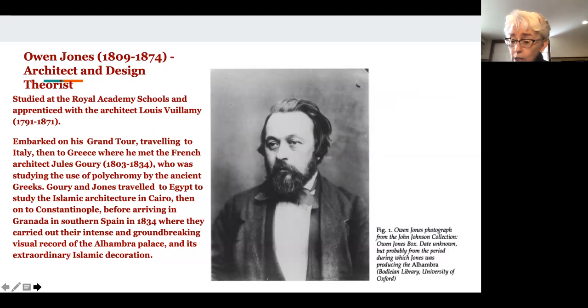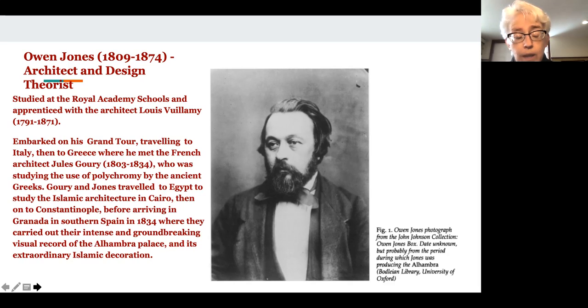And like all gentlemen of his era, he did embark on a grand tour, but with a very specific research hat on. He did Italy, of course, Greece, and it was in Greece where he met a young French architect called Jules Goury. And together they started to explore the use of polychromy, or multiple color, used by the ancient Greeks, the Egyptians when they were in Cairo, and then on in Constantinople. And then they continued and ended in Granada in southern Spain.